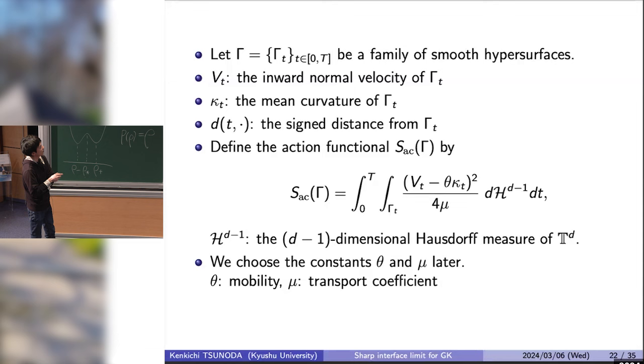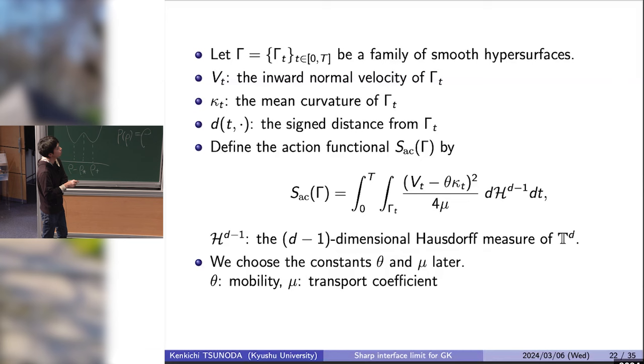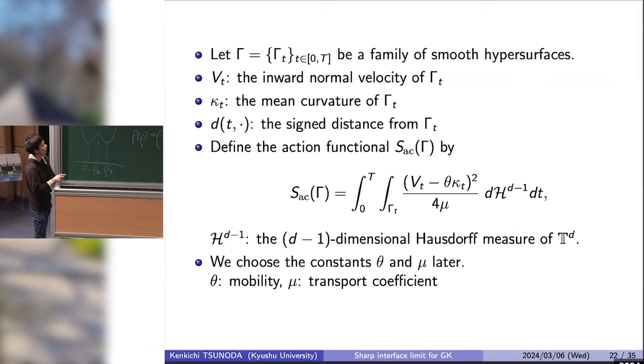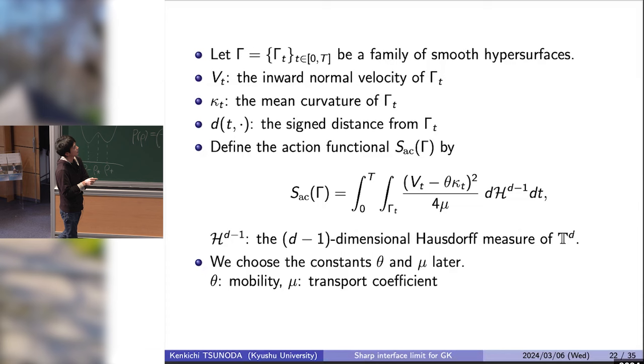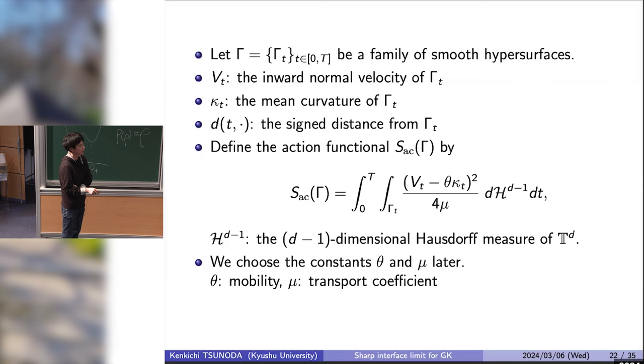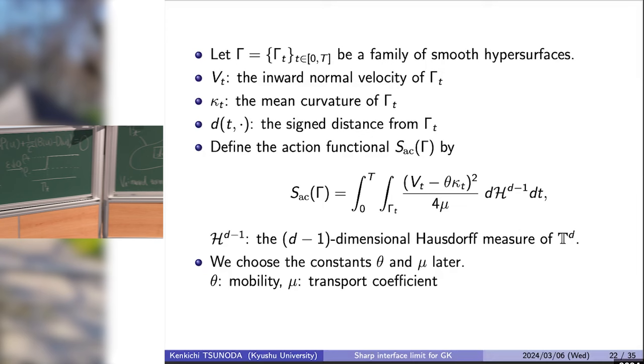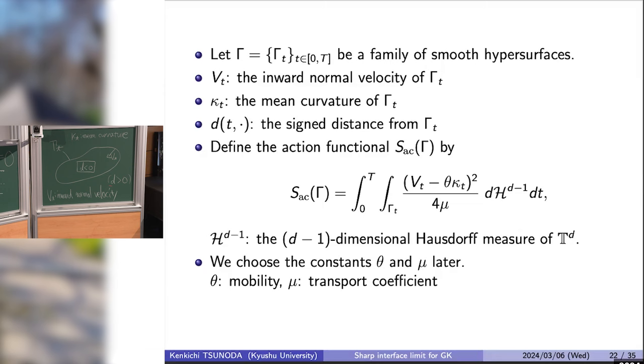Again, let us give a family of smooth hypersurfaces. So we consider a general evolution of hypersurfaces. At the moment, it is not governed by the motion by mean curvature. But anyway, we again denote the inward normal velocity by V_t and the mean curvature by capital H. And for the latter purpose, we need the signed distance from this surface. We denote it by d, and we take it negative in the interior of Gamma_t, and positive on the outside of Gamma_t.